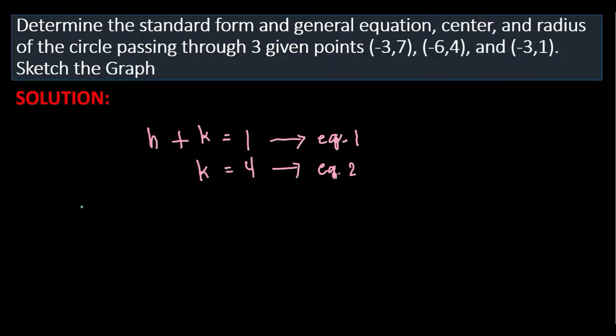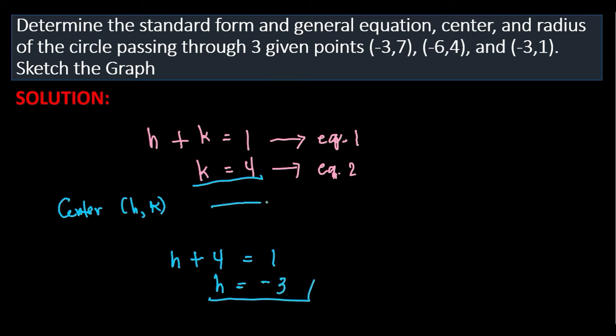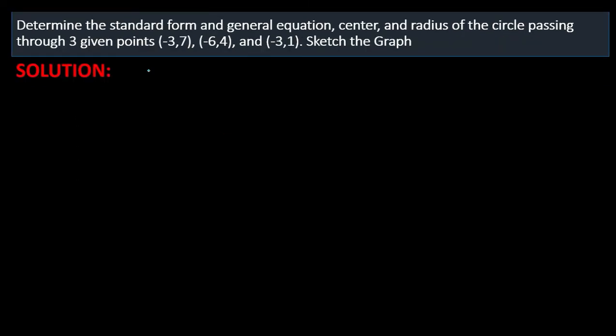Okay, so next, we have to look for the center o yung ating HK. We can substitute now yung value ng ating K, 4, coming from the equation 2 doon sa ating equation 1. So we will have H plus 4 is equal to 1. So we have to combine like terms. So we're gonna have H is equal to negative 3. So yung ating magiging HK, negative 3 and 4.